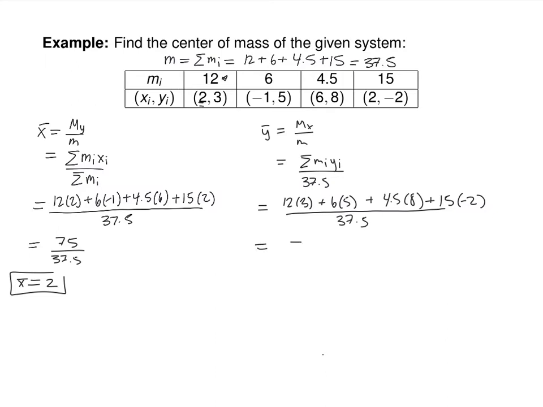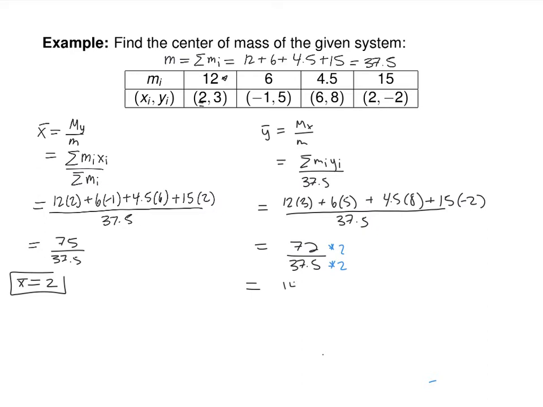So that's 72 over 37.5. And it's kind of bad form to leave fractions over fractions. So since it's just 0.5, you can compensate by multiplying that by 2 and that by 2, and you no longer have a decimal inside of a fraction, which is just bad math grammar.